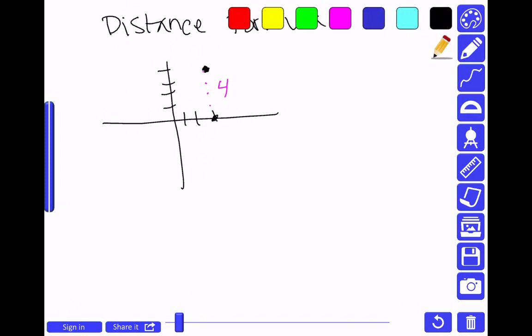But when I have a point over here, and I'm trying to find the distance between these 2 points, I cannot simply count spaces. And so we are going to use the distance formula, which, all the distance formula is, is Pythagorean theorem. So we're going to review that very quickly.